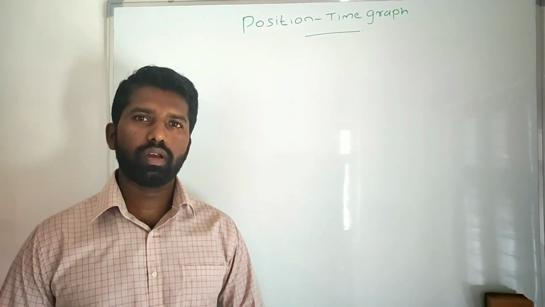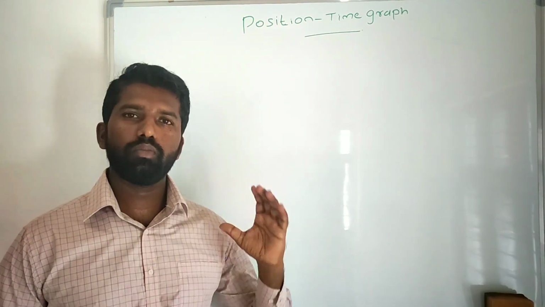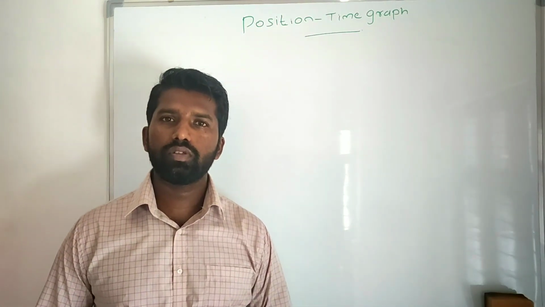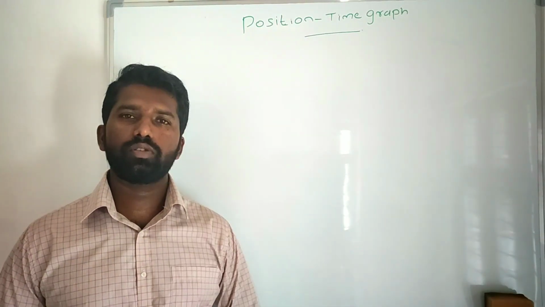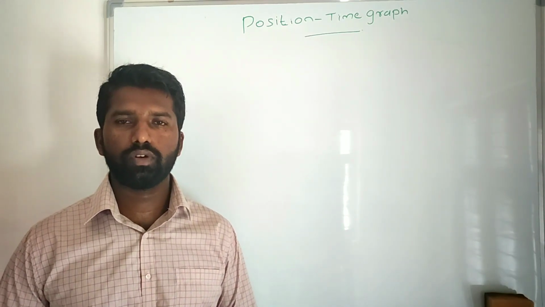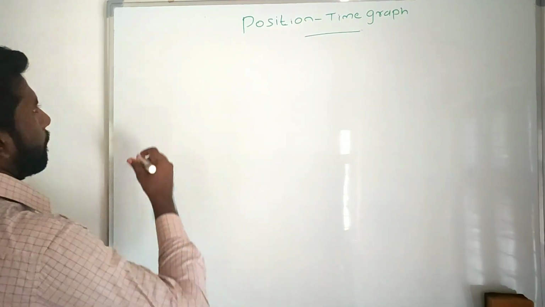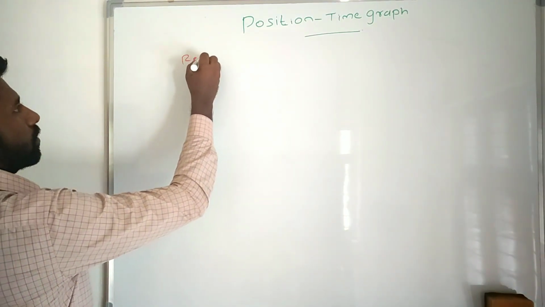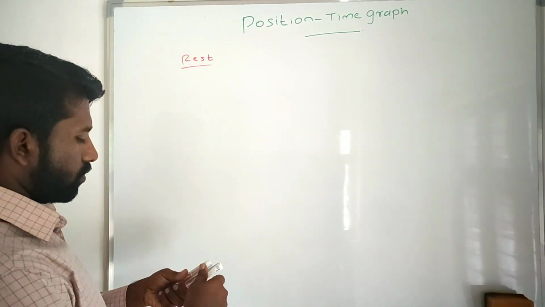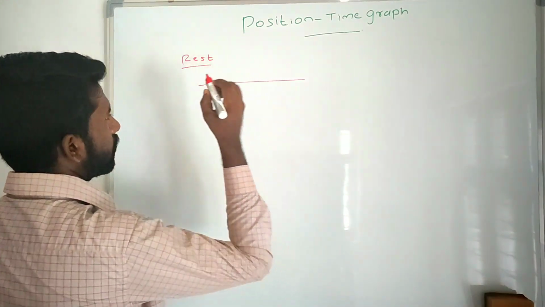In this video, I am going to discuss the position time graph in motion in a straight line. First we will discuss, if the object is at rest, how we can draw a position time graph. So if the object is at rest, how can we draw it? We can draw like this.